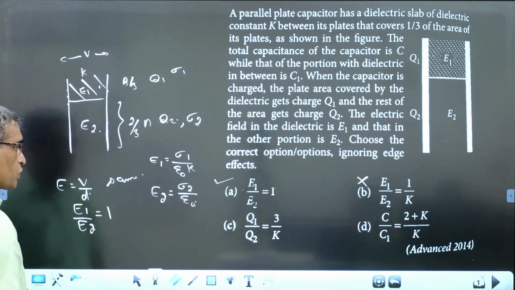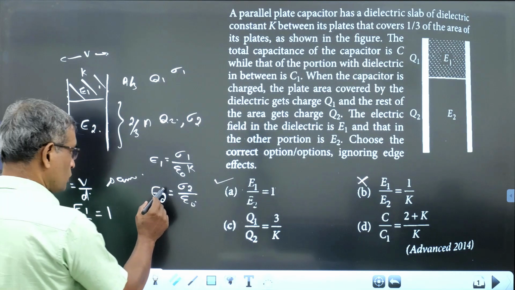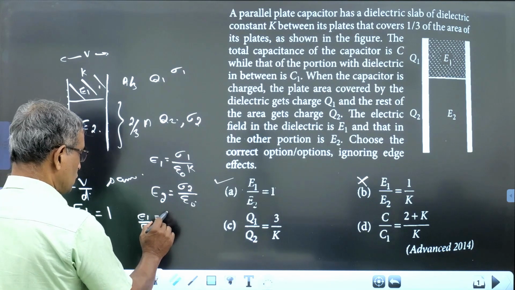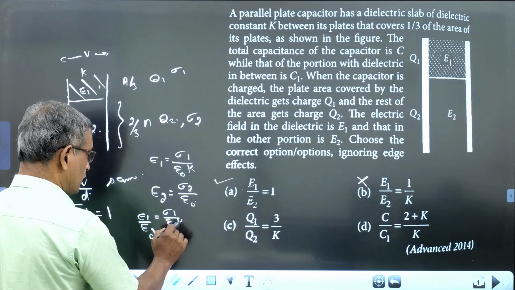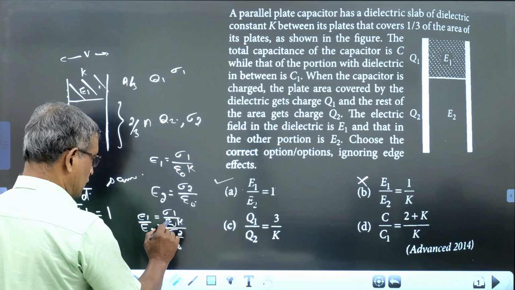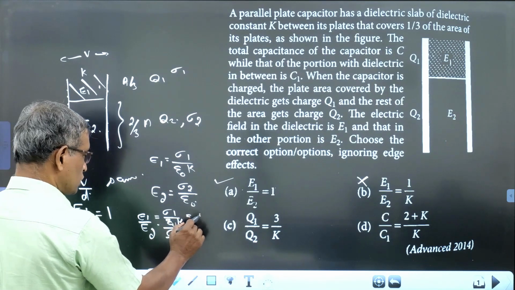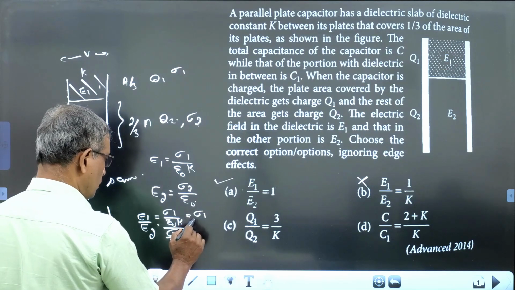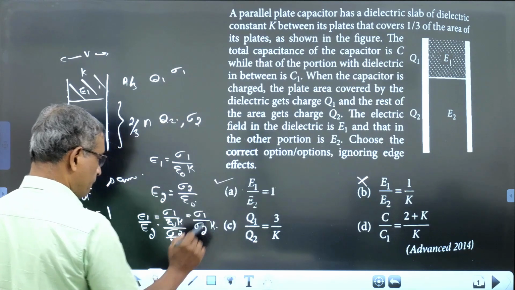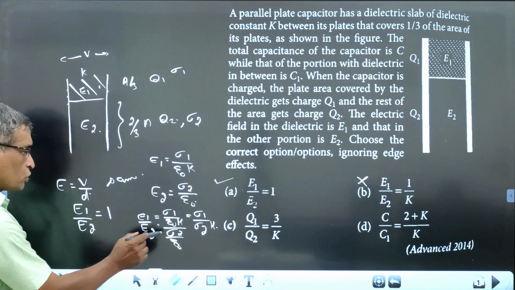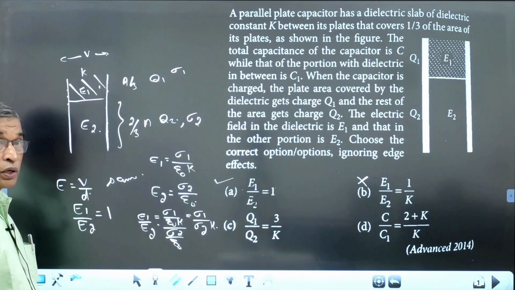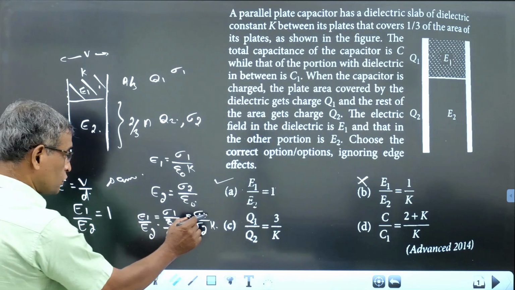Since E1 by E2 is equal to 1, dividing these two: E1 by E2 is equal to (sigma 1 by epsilon 0 K) by (sigma 2 by epsilon 0). So epsilon 0 will cancel out, and it is equal to sigma 1 by sigma 2 into K. So E1 by E2 is equal to sigma 1 by sigma 2 by K. But E1 by E2 we already said is equal to 1, and therefore this is equal to 1.